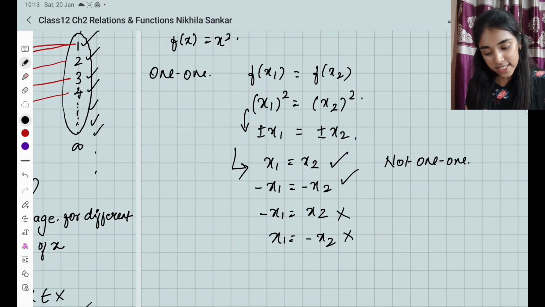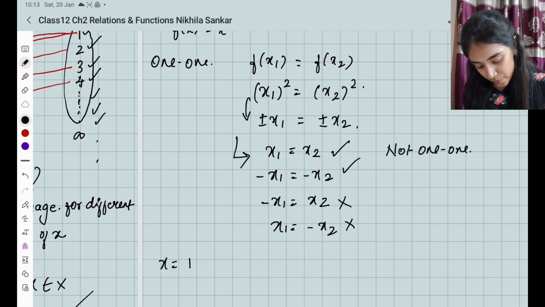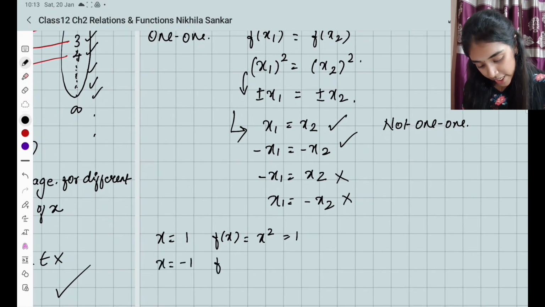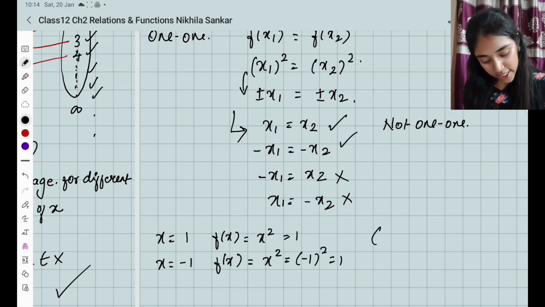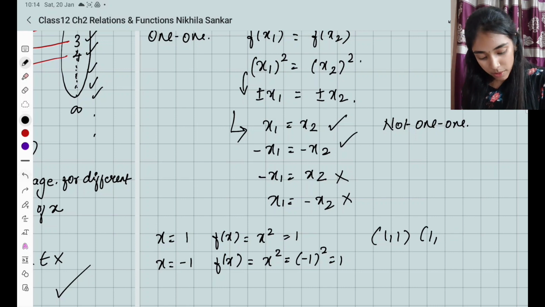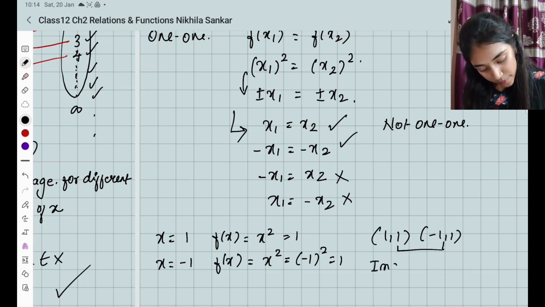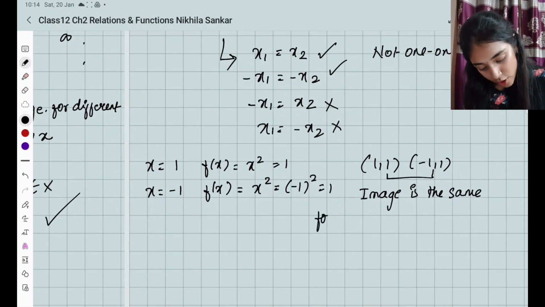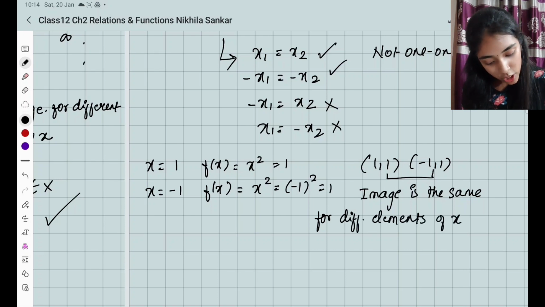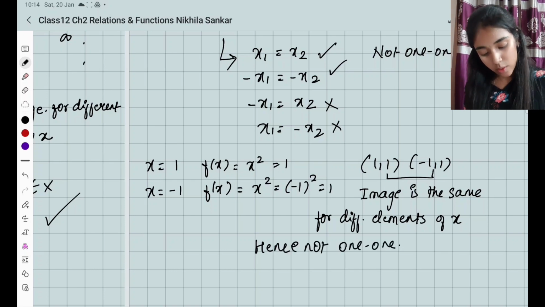So for not 1 1, can we prove it with a counter example? So when x is equal to 1, you have f of x equals x square, which is 1. And when you have x is equal to minus 1, you have f of x again is going to be x square, which is minus 1 the whole square, which is 1. So what happens here? X comma y is going to be 1 comma 1 and minus 1 comma 1. Sorry, here the x value is minus 1. So minus 1 comma 1. So you have the image is the same for different elements of x, hence not 1 1. Not 1 1. Okay, understood?